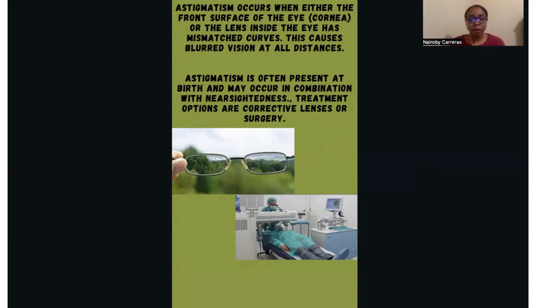Astigmatism is often present at birth and may occur in combination with nearsightedness. Treatment options are corrective lenses or surgery. Another piece of information is that it's very normal for people with myopia, or nearsightedness, to also have a certain degree of astigmatism.